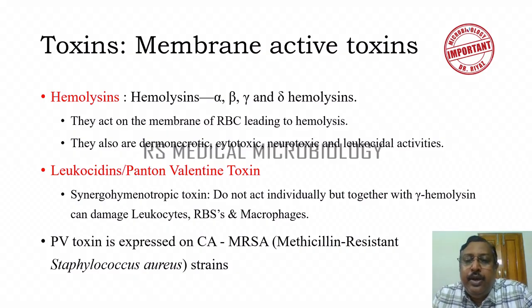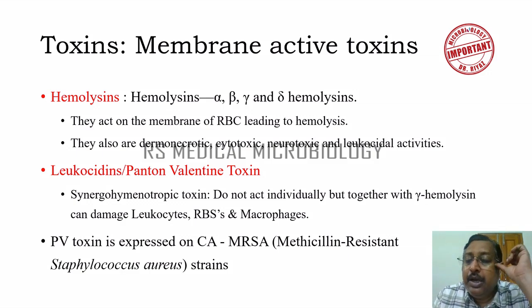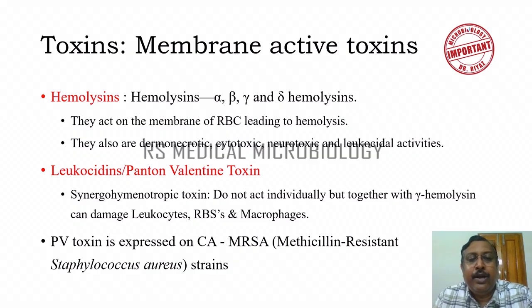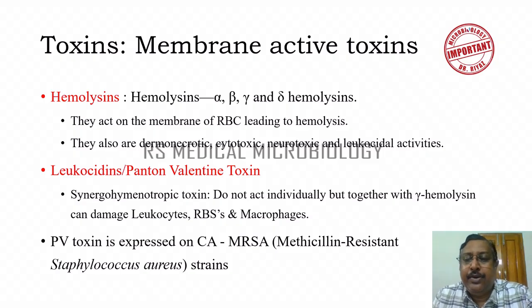One of the most important toxins of this staphylococcus is the Panton-Valentine toxin, which does not act alone, but along with the gamma hemolysin, it can damage the leukocytes, RBCs, and macrophages. So this is called a synergohymenotropic toxin. This is mostly important in community-acquired MRSA infections. We'll definitely talk about MRSA, the mechanism, and the treatment as well. Please stay along.